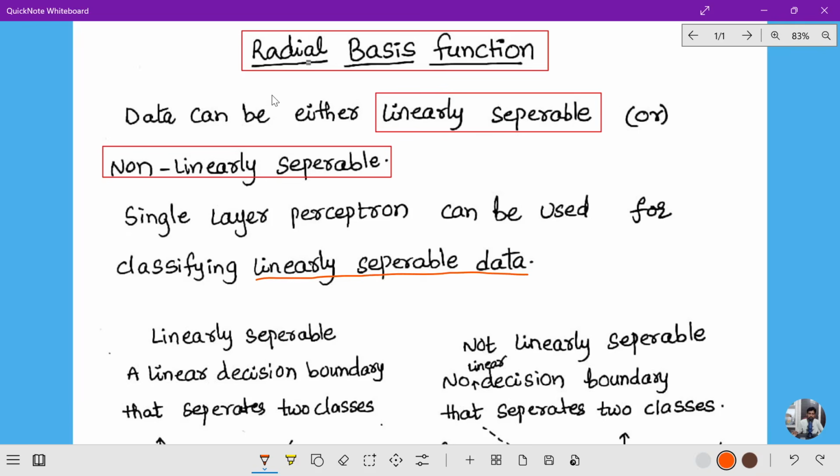So when we discuss the radial basis function, we must know the basics: the meaning of linearly separable and the meaning of non-linearly separable. When we use linearly separable data, we use something called a single layer perceptron. Now we'll discuss the meaning of linearly separable and non-linearly separable here.